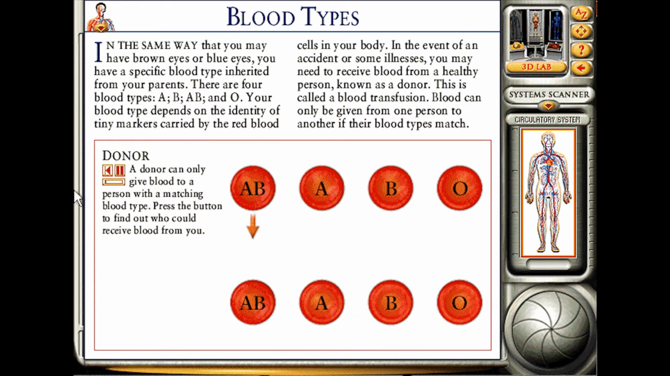People with blood type AB can only donate to people who also have type AB. Those with blood type A can donate to those with type A or type AB blood. People with blood type B can donate to those with either blood type B or blood type AB. If you have blood type O, you're called a universal donor. This means you can donate blood to someone in any other blood group.